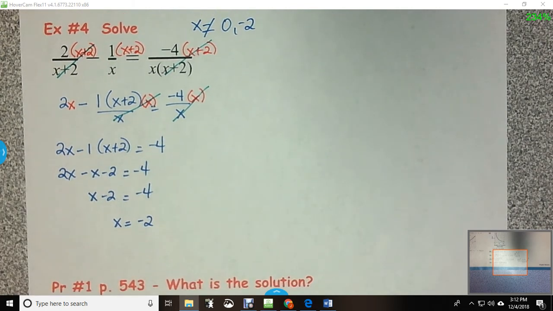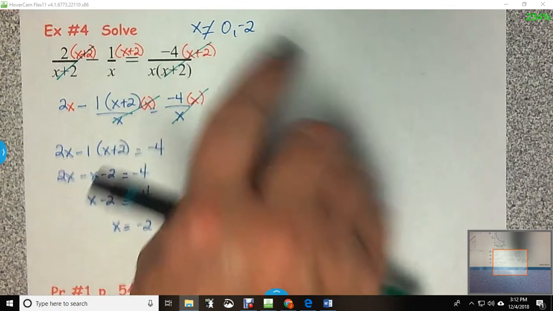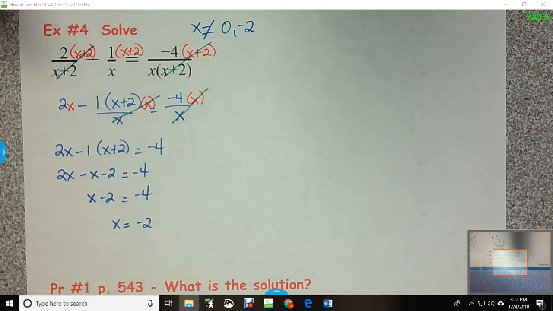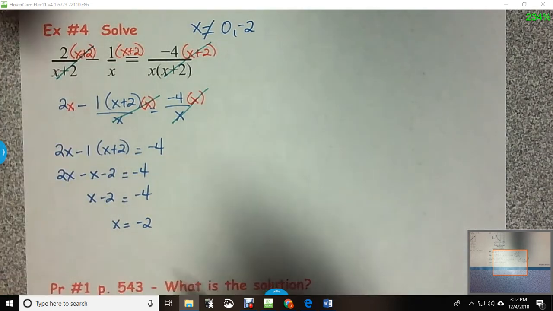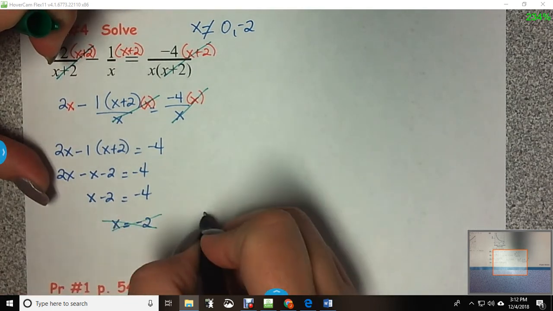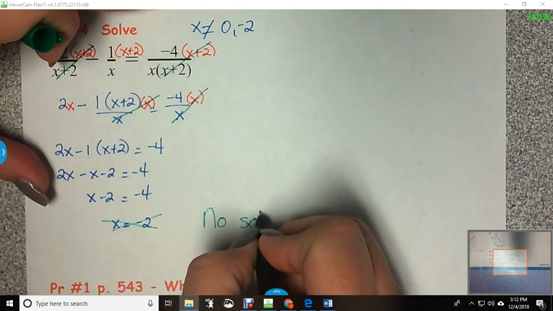Did everybody get what I got? But it doesn't work because it's a restriction. So what that means is we can't use this answer. This actually has no solution.